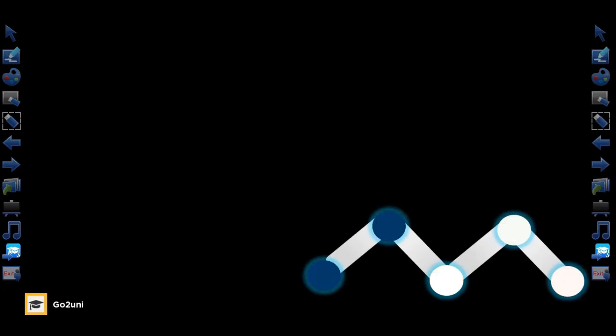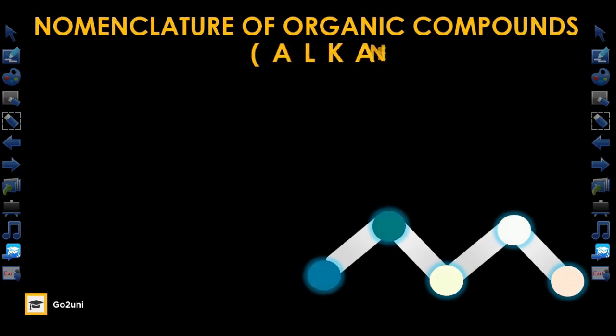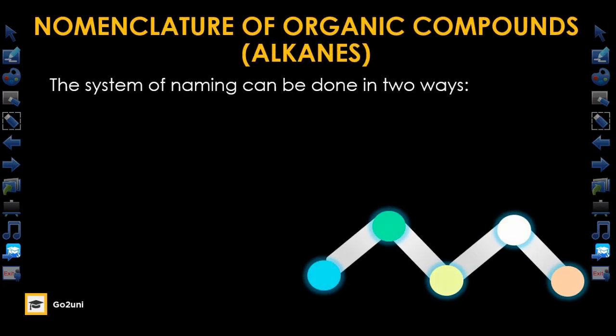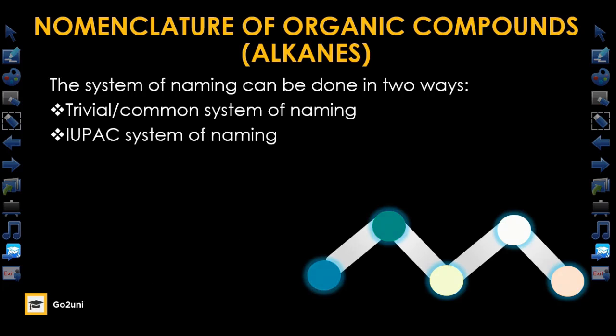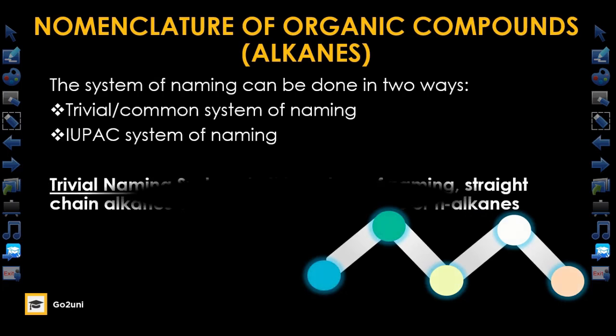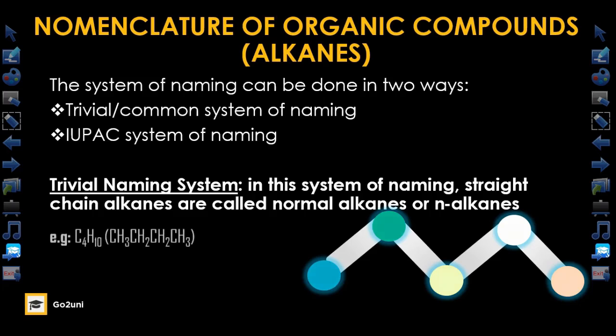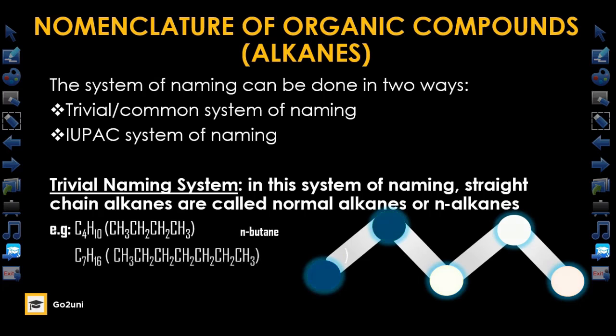Okay. Away from that, we shall now be talking about IUPAC nomenclature. That is, we are now looking at how to name organic compounds. The system of naming an organic compound can be done in two major ways. We have the first, which is the trivial or common system of naming compounds, and then we have the IUPAC naming system, or the systematic naming system. Let us take a look at the first method of nomenclature, that is the trivial or common naming.